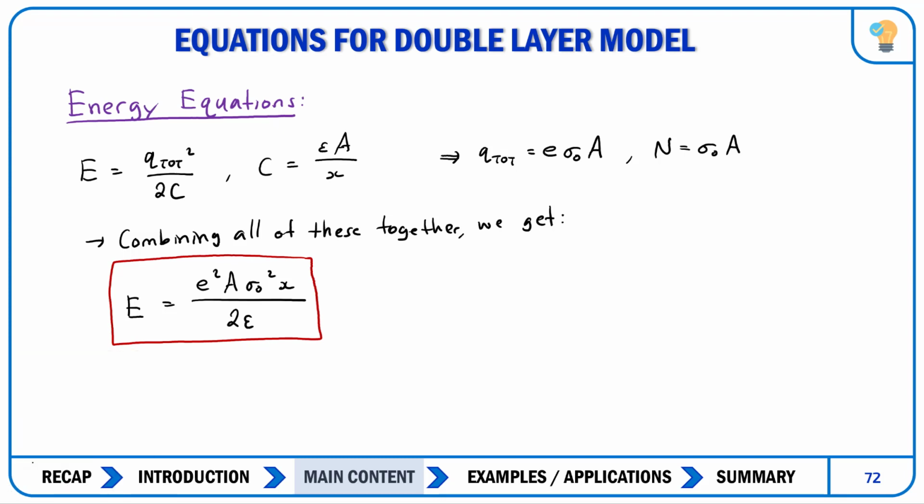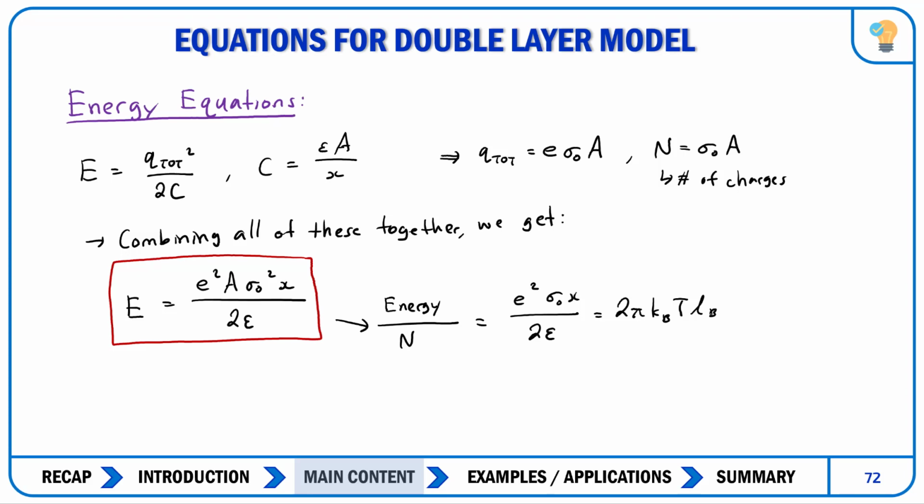And from here, we can get the energy per n, where n is equal to the number of charges, and that's equal to E squared sigma naught X over 2 epsilon, which is equal to 2 pi kBt LB sigma naught X.